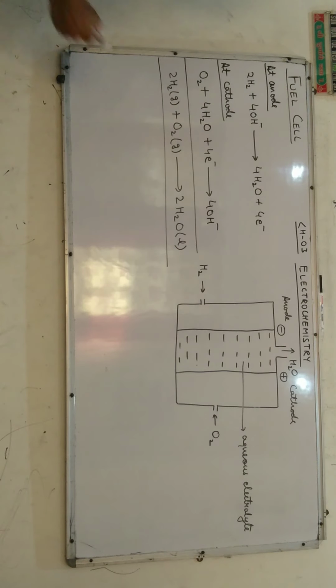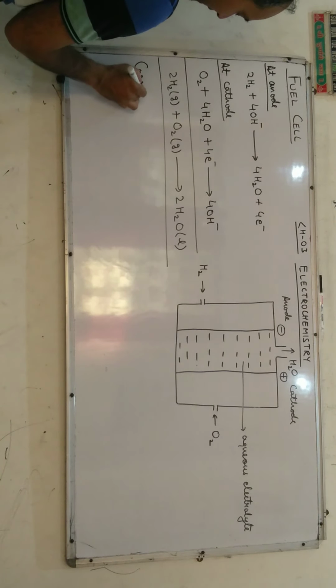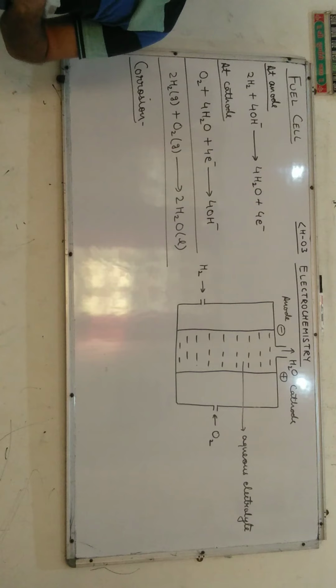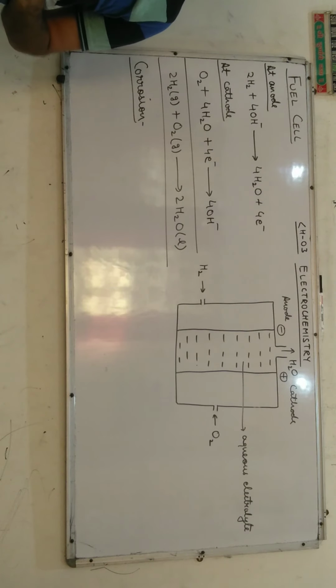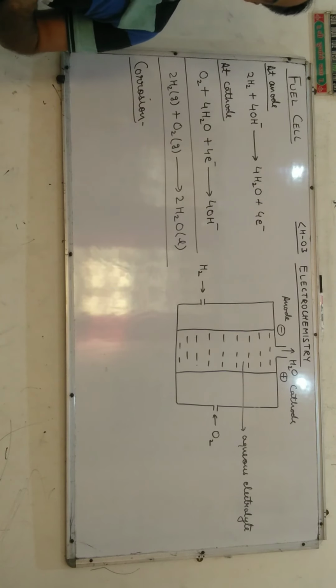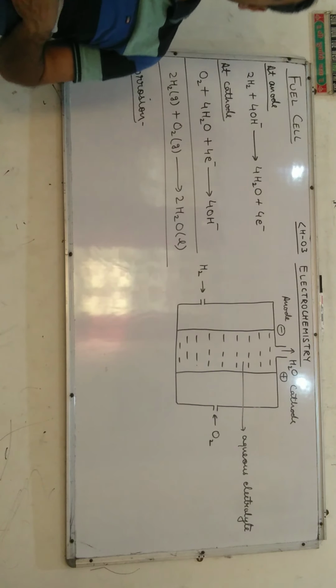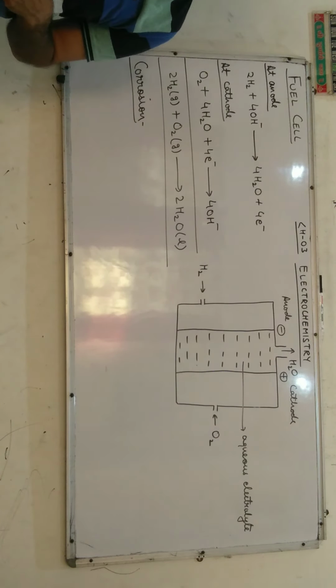Now let us discuss the last topic of this chapter. It is corrosion. The eating up of metal surface by atmospheric gases and moisture is called corrosion. For example, rusting of iron.